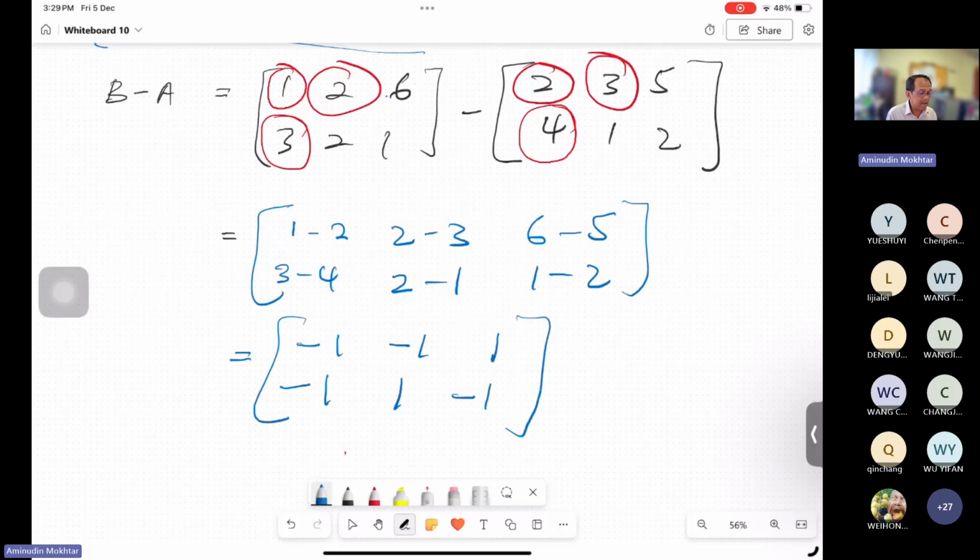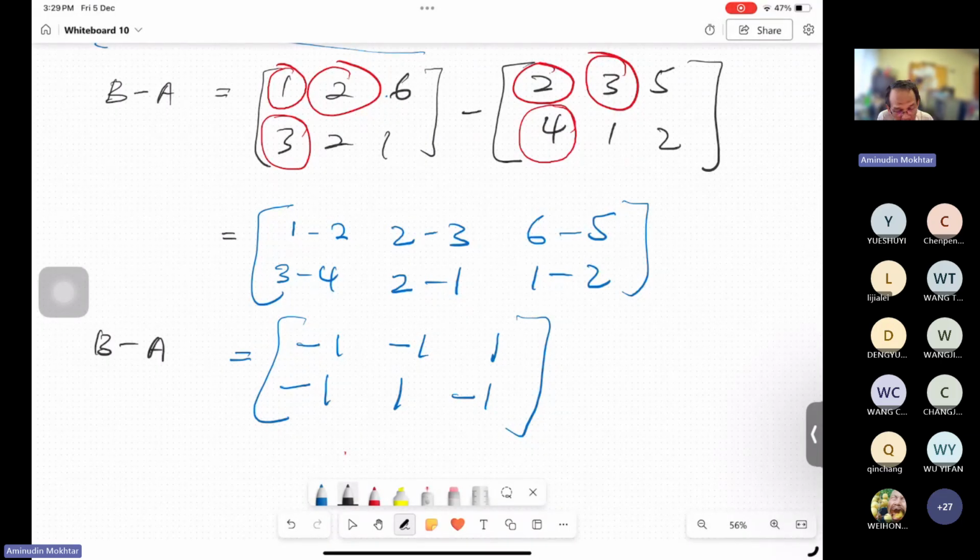How to write the answer? That's matrix B minus A. That's the matrix operation in terms of addition and subtraction. Operasi matrik dalam konteks penambahan dan penolakan.